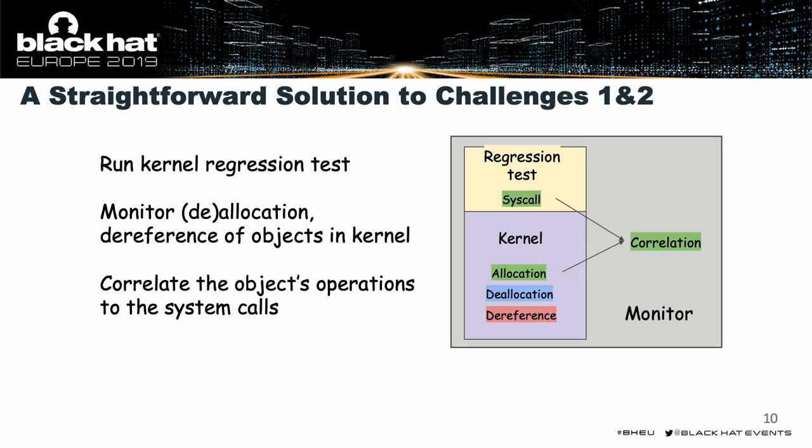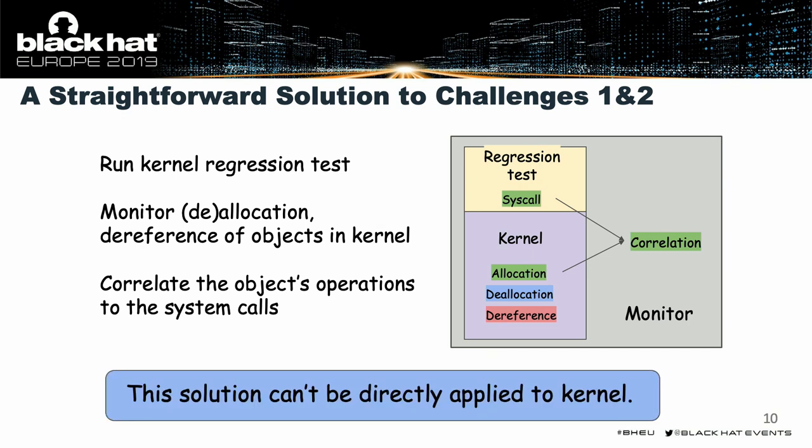Following existing research works, one straightforward solution to challenge 1 and challenge 2 is to boot up the kernel and run the regression test. We monitor the allocation, deallocation, and dereference of objects in the kernel and correlate them to the system calls invoked in the regression test suite. While this solution works well for user space programs, we cannot apply it directly to the kernel.